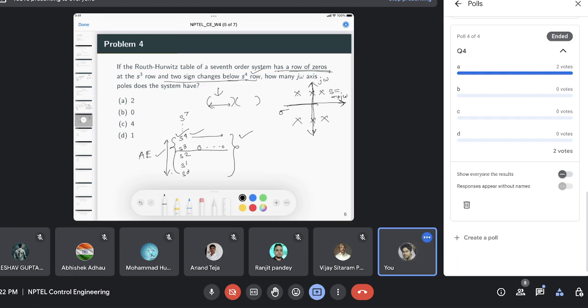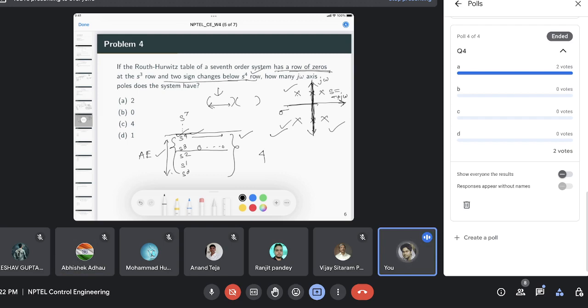the imaginary axis, right? It is given that after S4 there are two sign changes, that means you know that two unstable poles are there in the right half plane, right? So you must have two left half plane poles also that are symmetrically located to the right half plane ones. So how many poles have we counted now? 4, right? 2 in the right half plane and 2 in the left half plane for this auxiliary polynomial. So how many poles can the imaginary axis then have? Only on this axis.